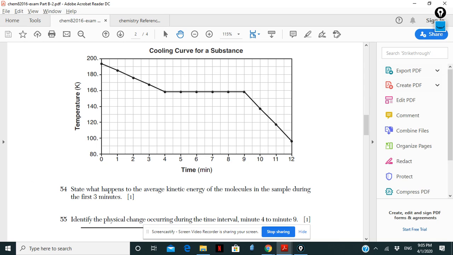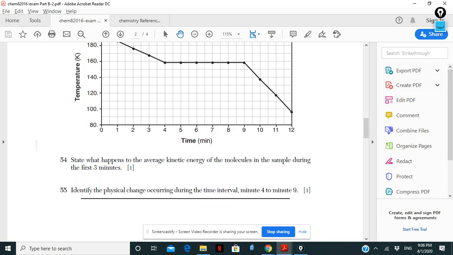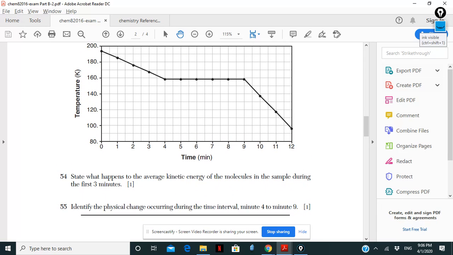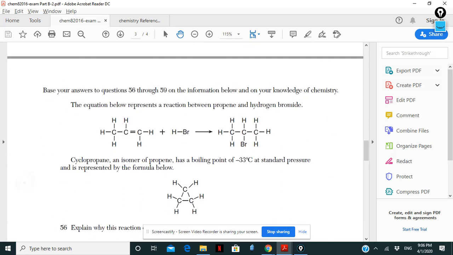It says, what happened to the average kinetic energy of the molecules of the sample during the first 3 minutes? Now, if you're looking at the temperature, it decreases, so what does it mean? By decreasing the temperature, energy decreases. Decreasing energy means the kinetic energy is going to decrease. Identify the physical change occurring during the time interval from minute 4 to minute 9. Since I have a constant temperature curve, that means it's the freezing point, as I said before.